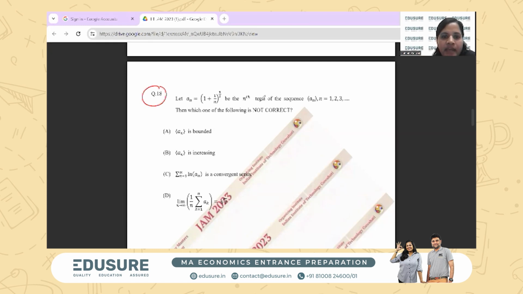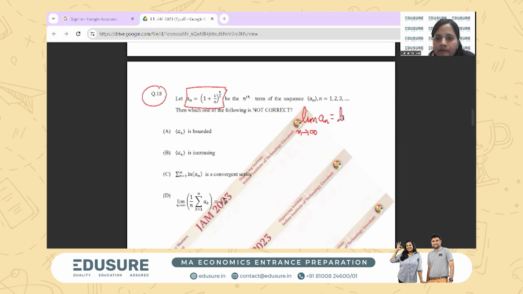Let a_n be the nth term of the sequence. Which of the following is not correct? So we have to find the incorrect statement. Let us observe the general term of the sequence first. Let's try to find out whether this limit exists or not.